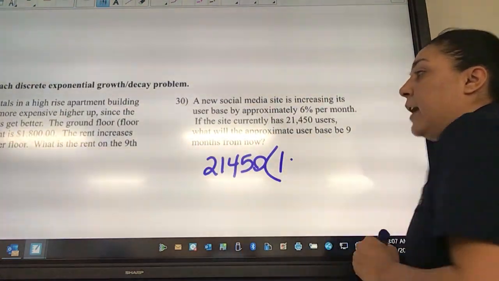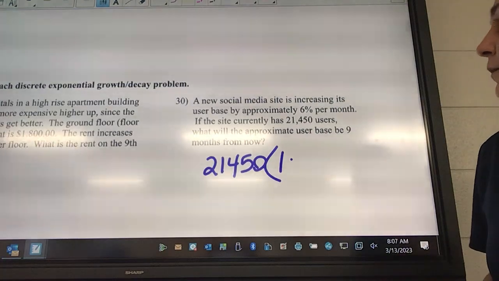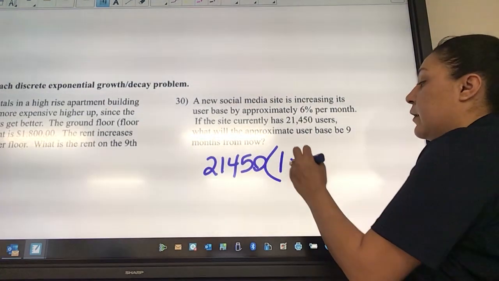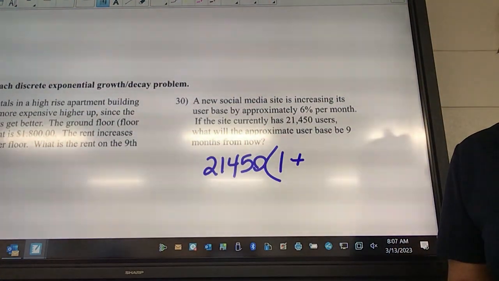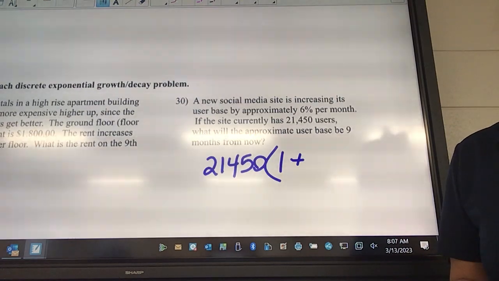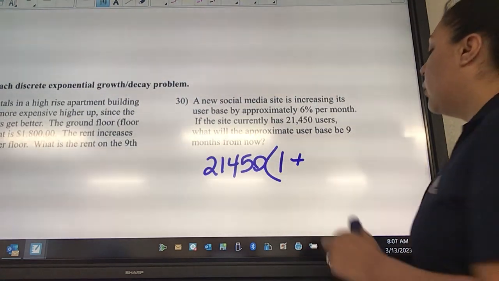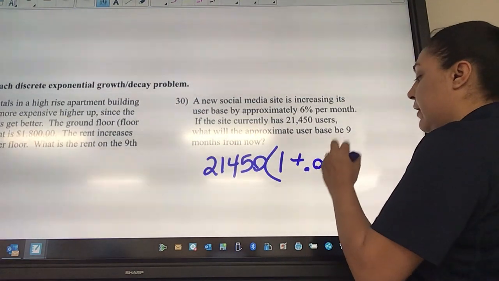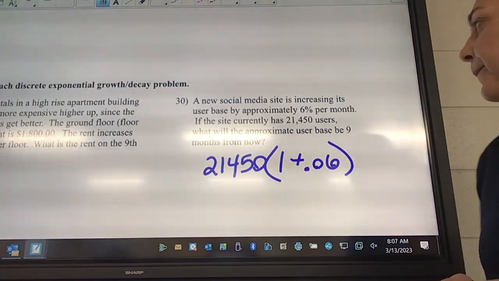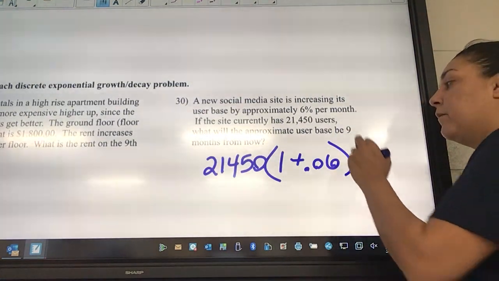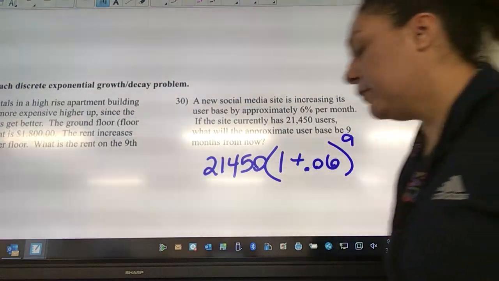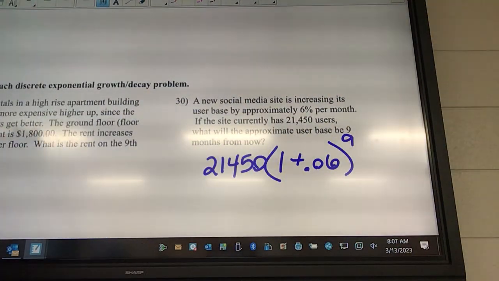It's going to be 1 plus or minus? Plus. What's our percent? 0.06. You have to convert it to the decimal. Type that in your calculator, see what you get.